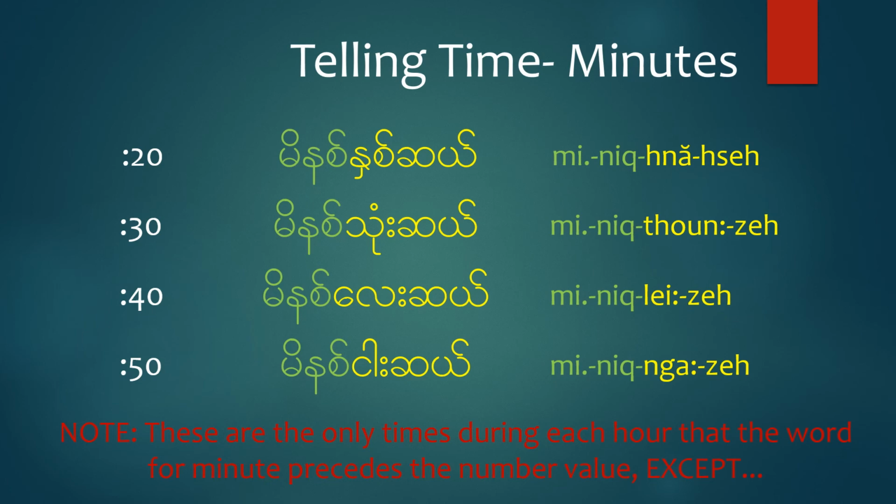These are the only times during each hour the word for minute precedes the number value. Now you'll notice that we didn't include 10 minutes after. Now that's an even number. Why don't they include it? I don't know. For some reason, the number 10 is not counted as an even number, either in time or in the counting of money. So at 20, 30, 40, and 50 minutes after the hour, the word minute comes before the number itself. Now, what's the exception?